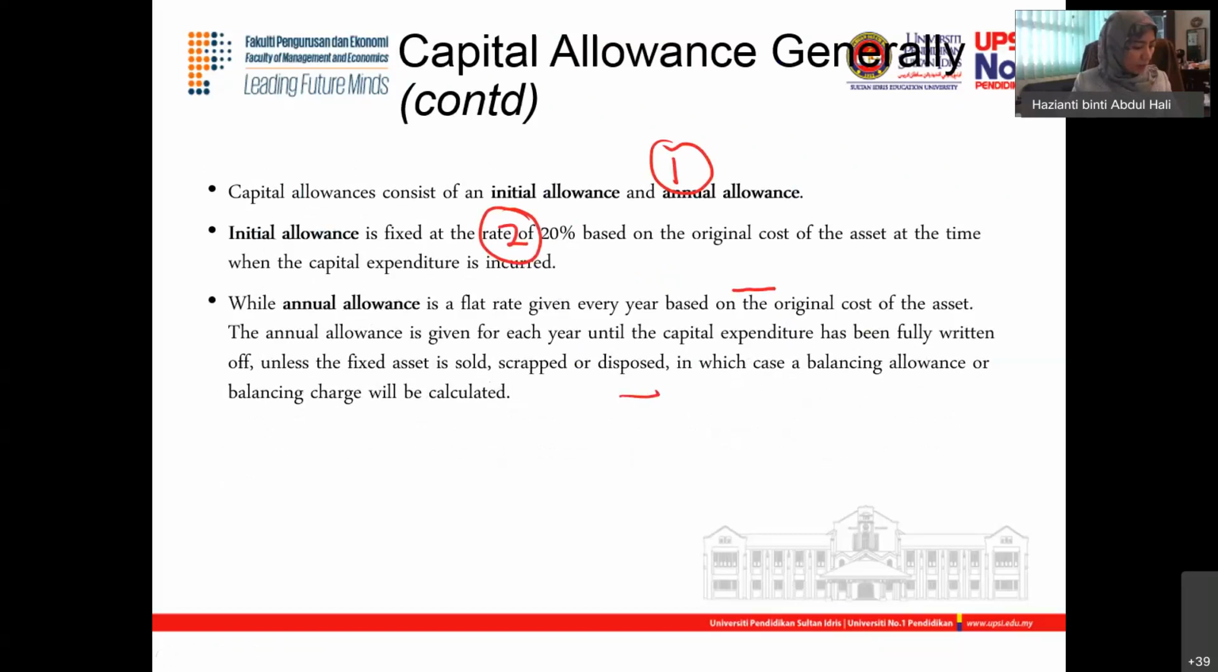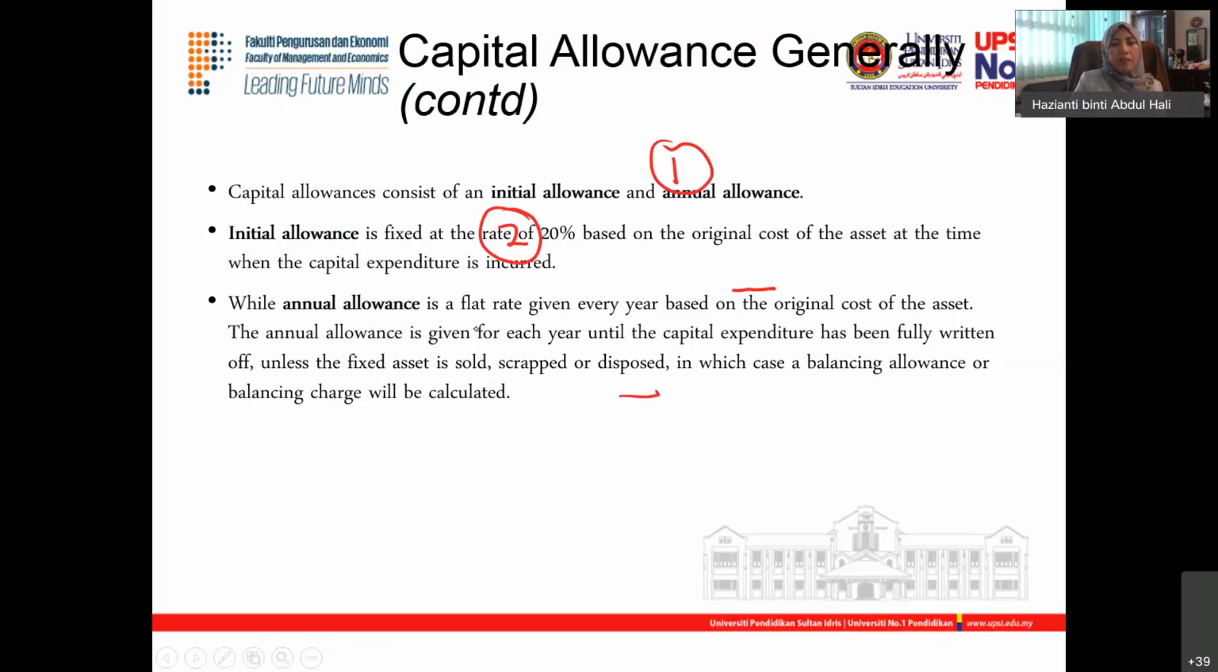Okay, so the different types of capital allowance. Those of you who have studied capital allowance before, this is revision for you. But for those of you who are just getting to know capital allowance, we have 2 types of capital allowances. One is initial allowance, another one is annual allowance. The initial allowance, as the name says, is given in the year the asset is bought. Annual allowance is given every year until the value of the asset is fully depreciated. And the initial allowance rate is fixed, 20% based on the original cost of the asset when the capital expenditure is incurred.